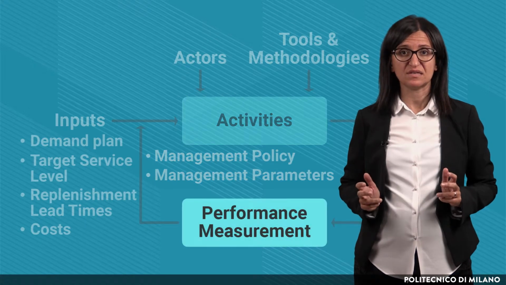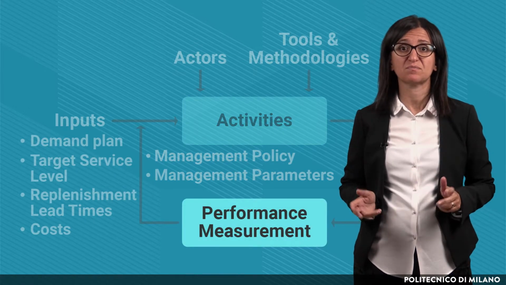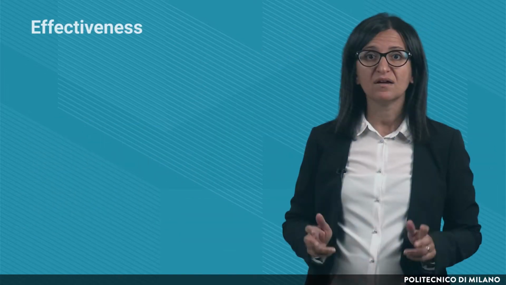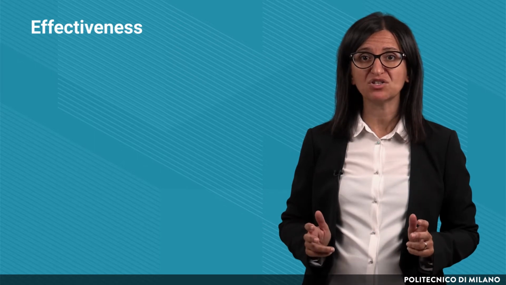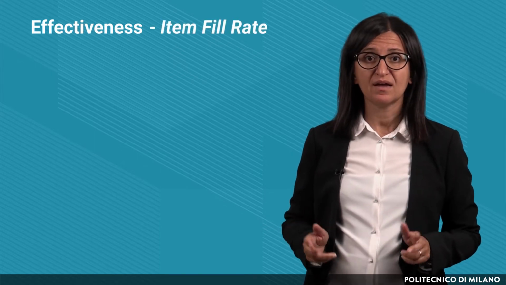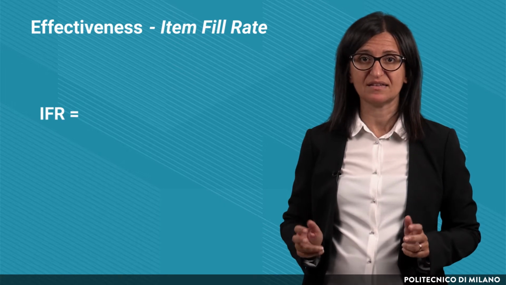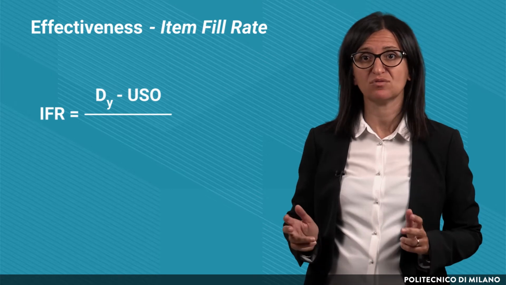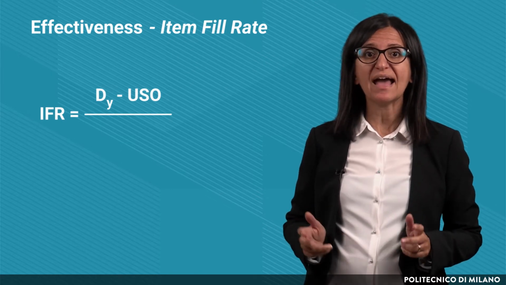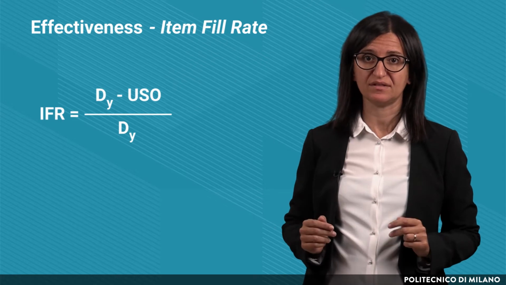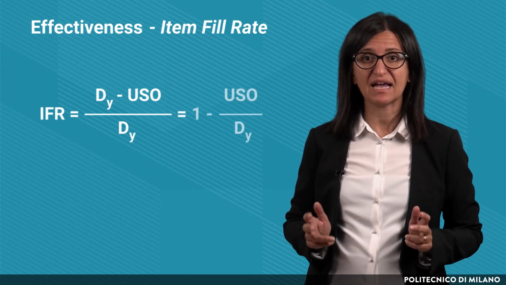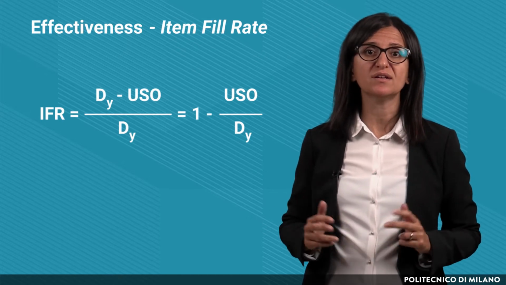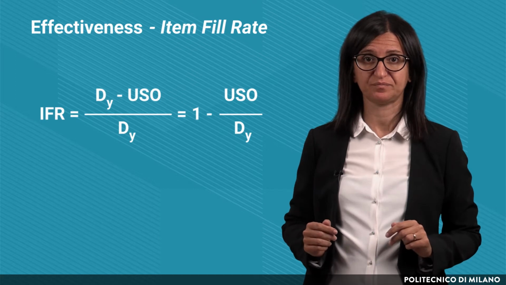Like in all processes, it is important to measure the process performances in terms of both efficiency and effectiveness. Regarding effectiveness, it can be measured through the item fill rate. The item fill rate is calculated as the ratio between the available quantity on hand, that is annual demand minus annual units in stock out, and the requested quantity, the annual demand. Indeed, it represents the percentage of items fulfilled from stock, calculated on the total number of required items.